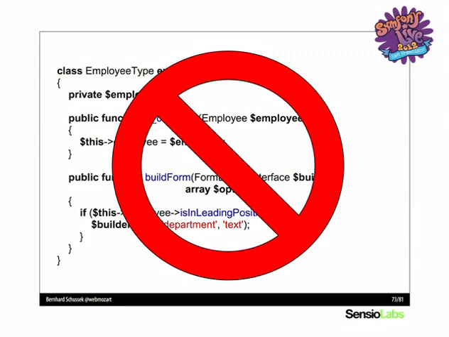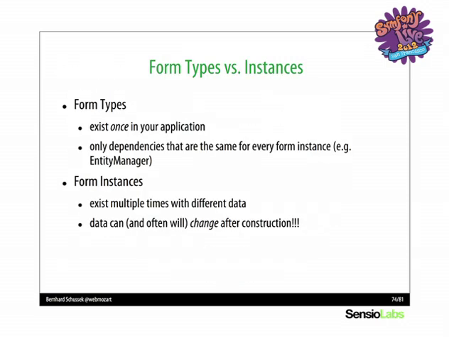This is wrong. This is wrong, people. The simple reason is that there is a big difference between form types and form instances. Form types usually exist exactly once in your application. You have multiple forms, but one form type. If you pass the employee object, you assume that all of your forms modify the same employee object. I guess you don't want to do that. Okay? So form types should only have global dependencies that every instance of a form of that type needs. For example, an entity manager or a service container or whatever, okay? But something global that every form needs.